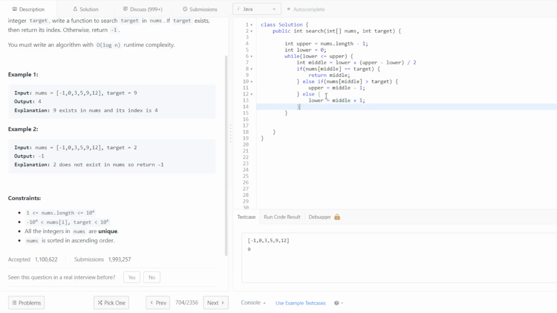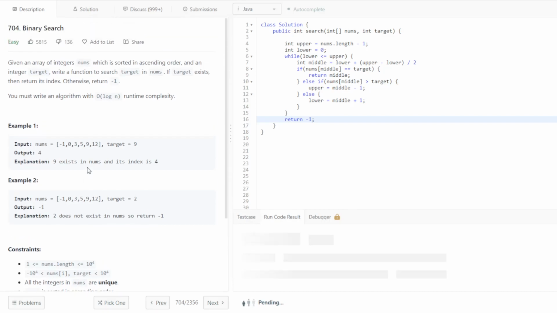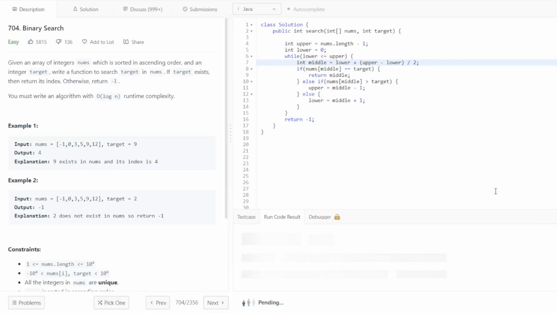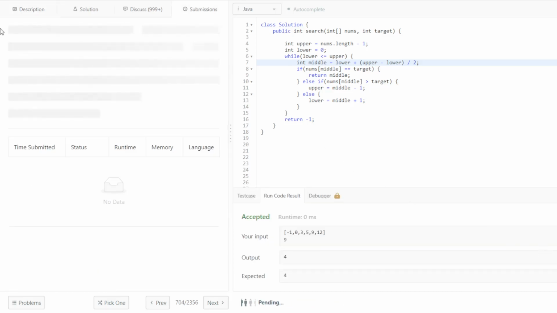Okay, and that should be it. If we go through this and we don't find a matching number, we want to return -1 as per the parameters of the problem. And that should be correct. So let's just run the examples. Semicolon, classic. Okay, and then maybe hit submit.